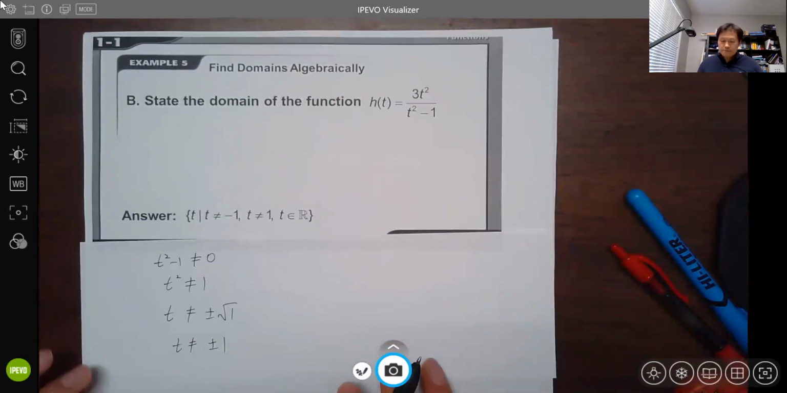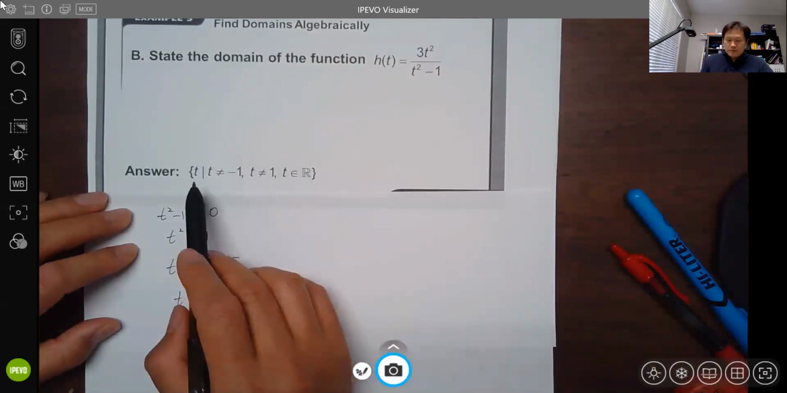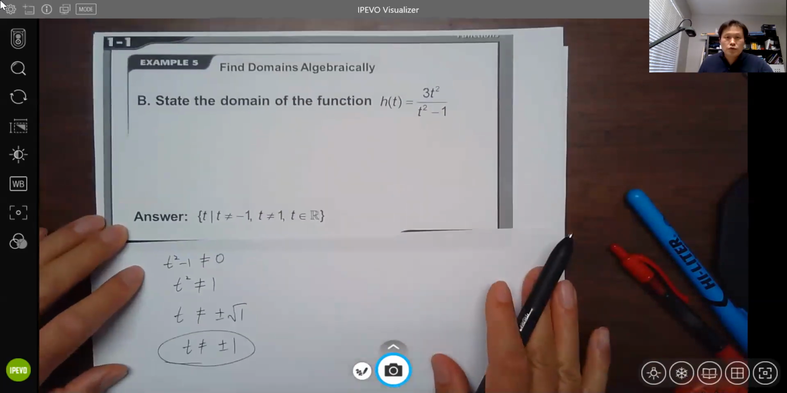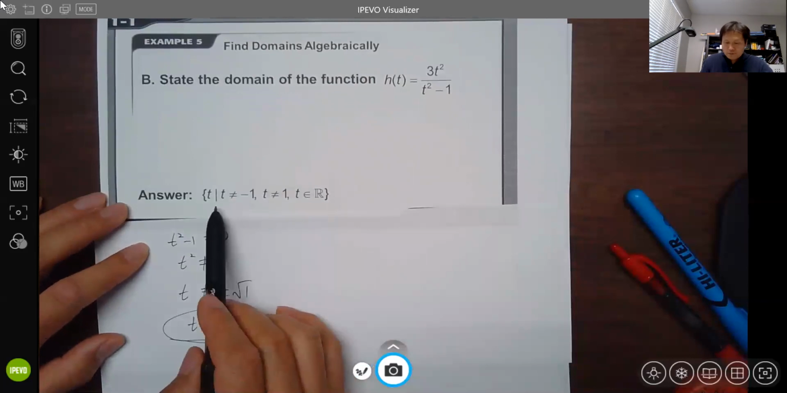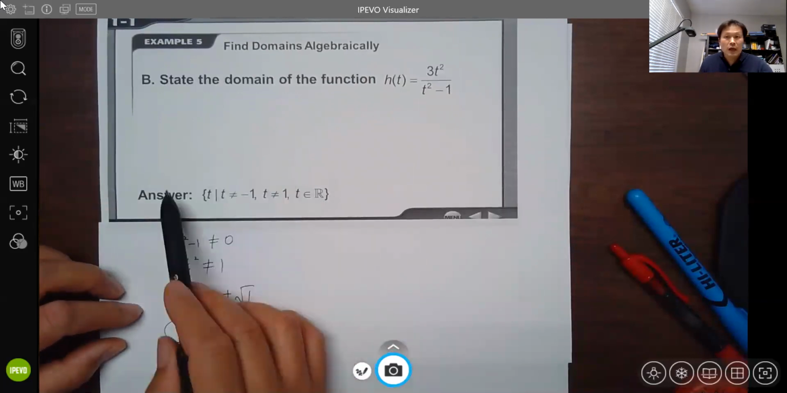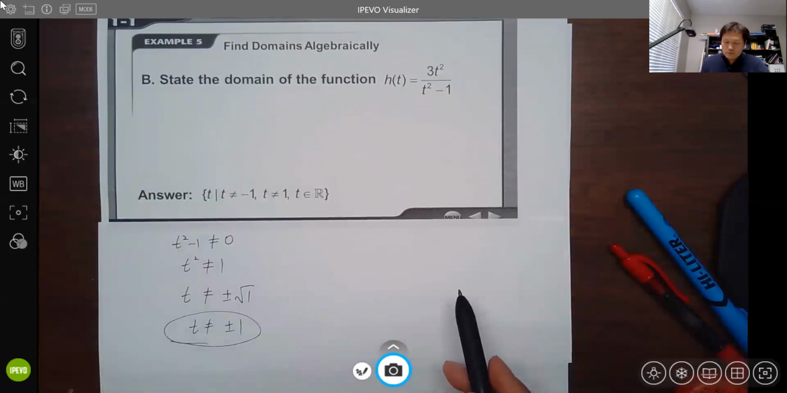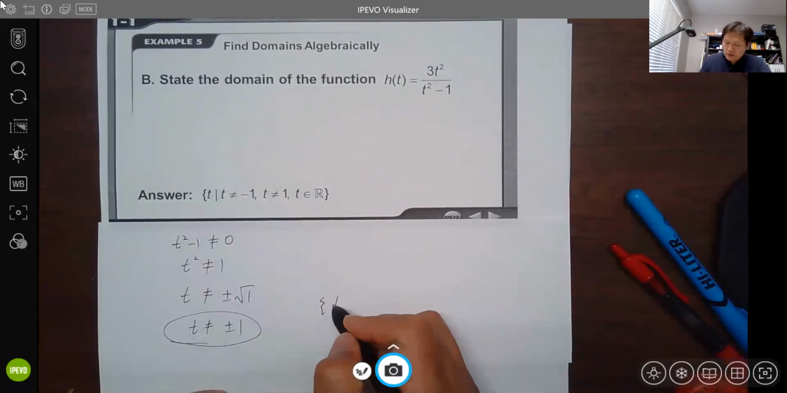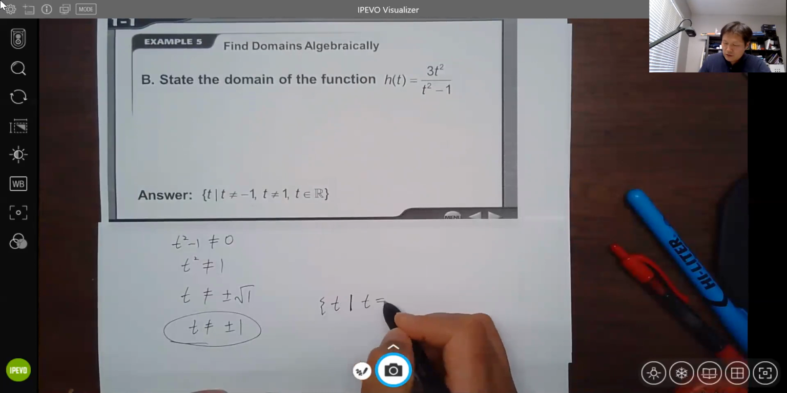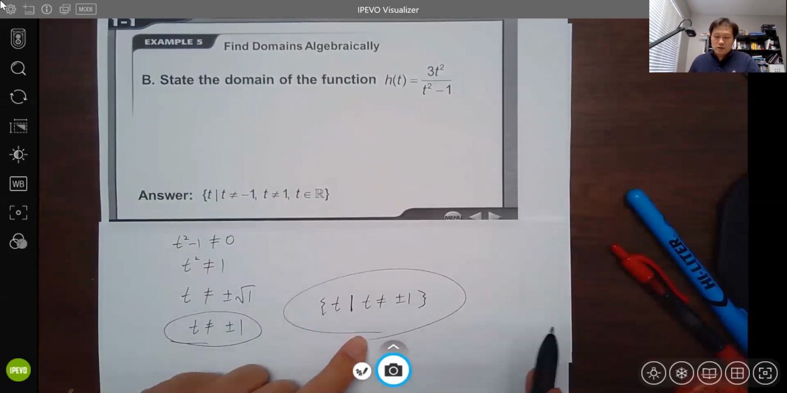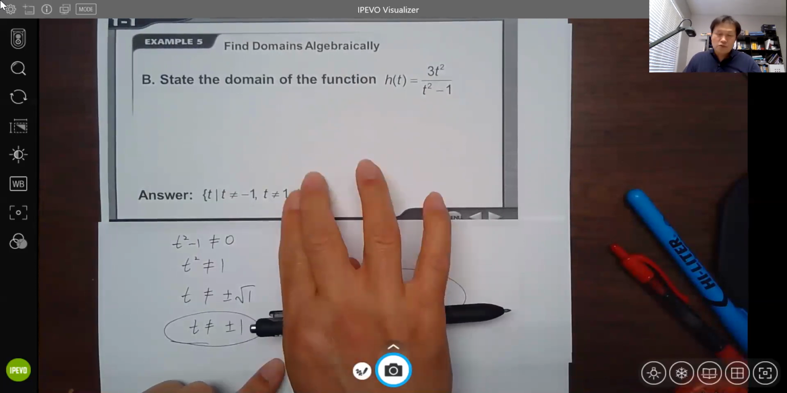So what's the domain? This is a good answer. If I force you to use set notation, there is a very elegant way of using set notation. You could have said t such that t cannot equal plus minus 1. That's a perfect answer. The element of a real number, you don't have to include that.